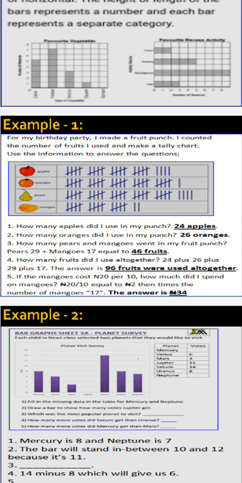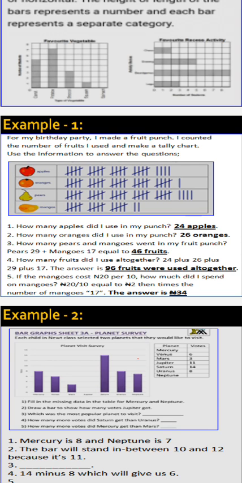The first question says, how many apples did I use in my punch? Before that, let's look at the fruits. The first one, apples. The second one, oranges. The third one, pears. Then the last one, mangoes. How many apples did I use in my punch? If you count in groups of 5, first 5, second 5, third 5, then the fourth 5, that's 5 in 4 places, then with another stroke of 4. So 5 times 4 is 20, plus 4, you have 24. That's 24 apples. So question 2 now, how many oranges did I use in my punch?